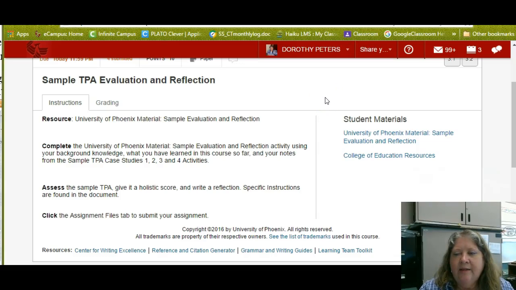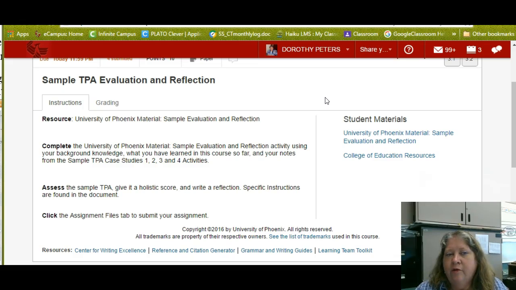Hi, some people have been asking a little bit about this particular assignment, sample TPA evaluation and reflection. You're doing it for week 2 based on the sample TPA that you read, and you wrote a summary about its strengths and weaknesses. So you did case study 1 and 2 for week 1 and case study 3 and 4 for week 2. And then you're going to use the same sample TPA for this assignment for week 2.